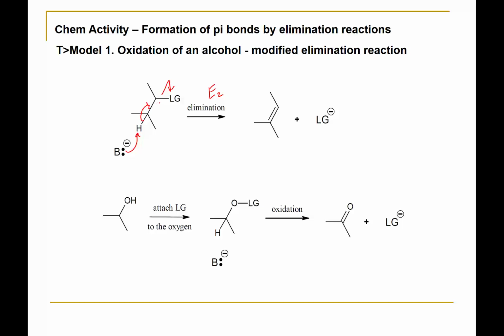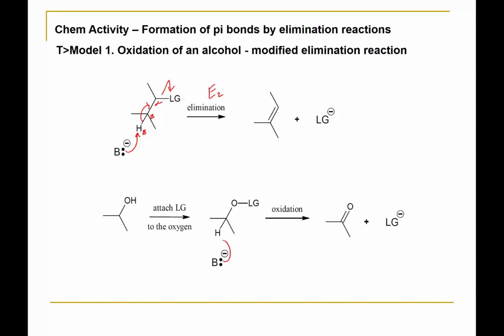Now, in terms of terminology here, we usually refer to the carbon that has the leaving group as the alpha carbon. Next door, we have the beta carbon, and the hydrogen that's removed is a beta hydrogen. So in a similar fashion, for the oxidation of an alcohol, the idea is that the oxygen of the alcohol will gain a leaving group, and I will show you a couple of mechanisms by which a leaving group can be attached. Once a leaving group is attached, then we can have the so-called elimination reaction.